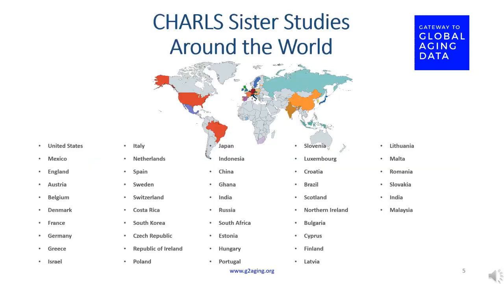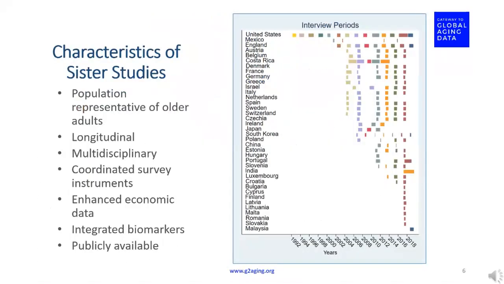If you are unfamiliar with the HRS family of studies, it'll be interesting to know that CHARLS' sister studies around the world include 45 countries. Also, this list is continually growing. That's a lot of comparable information collected in different countries. These studies are known as sister studies because they have a lot of similar characteristics to CHARLS. They are population representative of older adults.